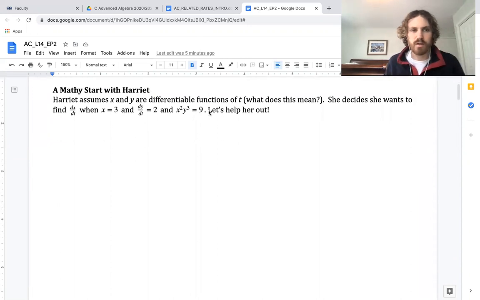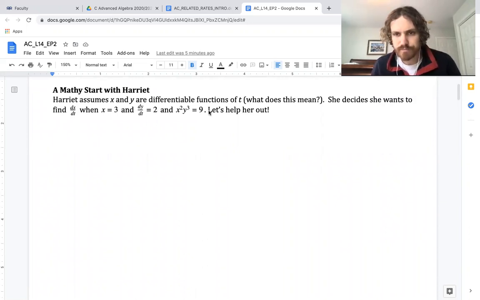So here's our first problem. Let's start with this one. Assume x and y are differentiable functions of t. What does this mean? Well, what this means is that as time changes, so do x and y. So they may be related in some way, x and y, but also as time changes, these values are changing.